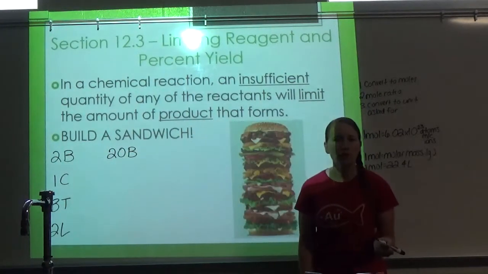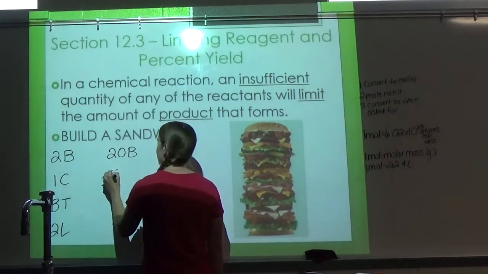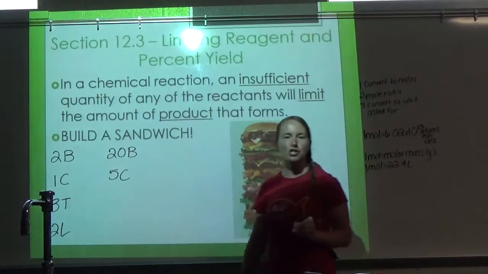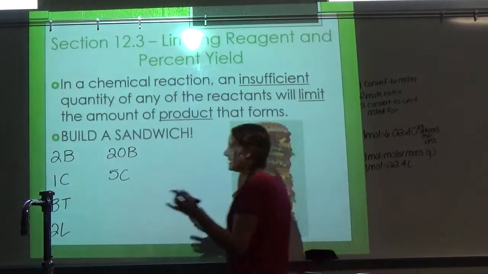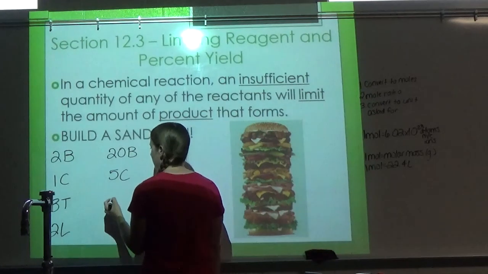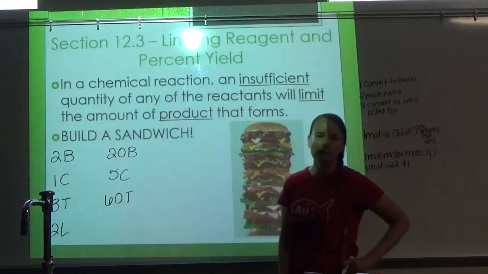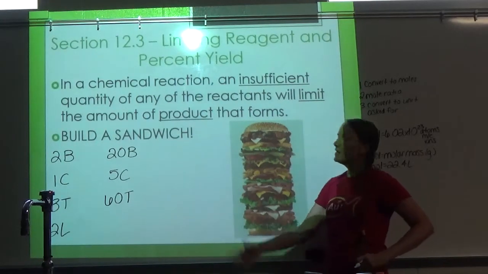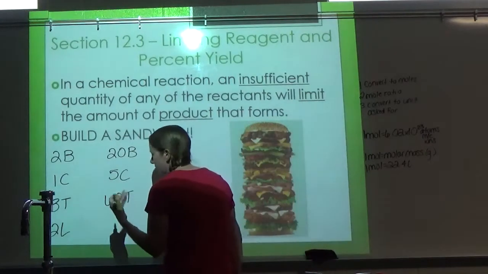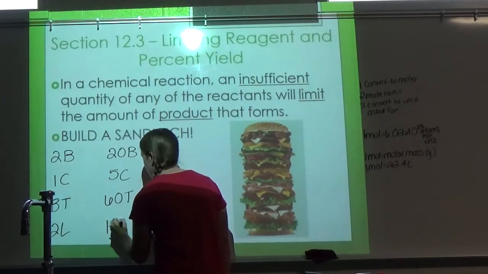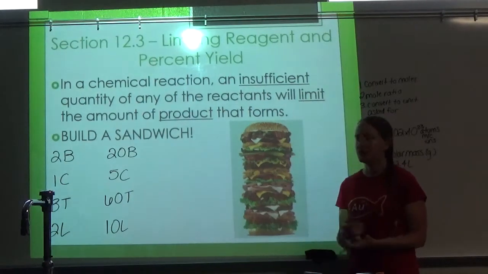Alright, then you go to the refrigerator and you grab a pack of cheese. Let's say that you have 5 slices of cheese in your pack of cheese. You pull out the turkey. Let's say you have 60 slices of turkey. It was a big family-sized pack of turkey. Alright, and then you pull out your head of lettuce, and let's say you had 10 leaves of lettuce. So now you're ready to start making your sandwich.